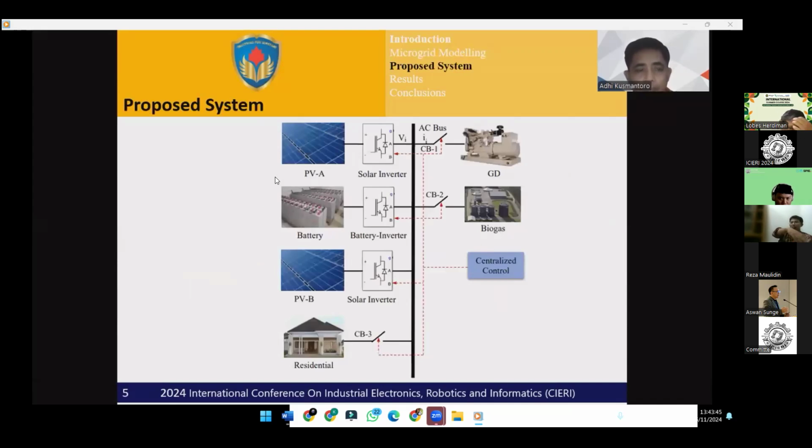To serve a residential load optimally, a centralized control scheme with 3 PPRS is proposed, and the generation in the microgrid system is designed as a bus, which can be seen in the figure. System performance was tested on changes in energy generation and residential loads.